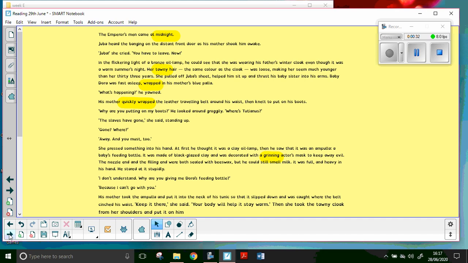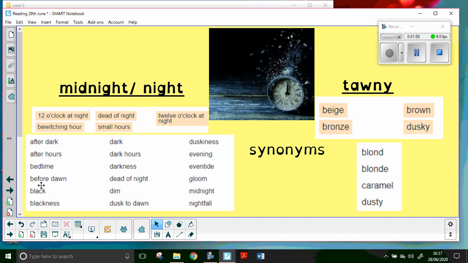So I've chosen the emperor's men came at midnight. So when did they arrive? They arrived at midnight. That significant time, at midnight. And if we didn't want to use that word midnight, they did arrive, but it didn't say that they came exactly at midnight. But there are other synonyms that if we were changing this, or to make it more exciting for ourselves, we could use other synonyms. Let's have a look what I've chosen.